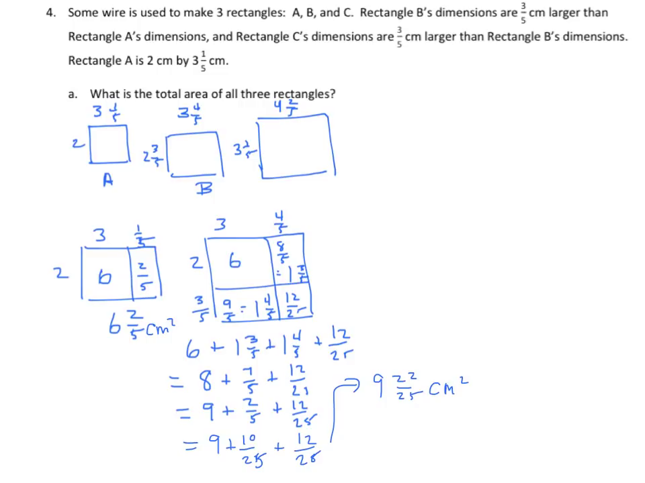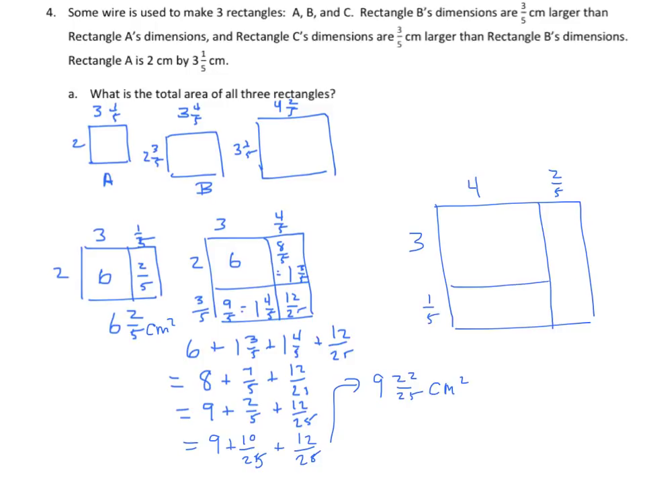Lastly, we'll do the other one, area model, once again. And I have 4 and 2/5, decompose. And I have 3 and 1/5. Let's multiply our partial products. I have 3 times 4 is 12. 3 times 2/5 is 6/5, which is 1 and 1/5. 1/5 times 4 is 4/5. And 2/5 times 1/5 is 2/25.